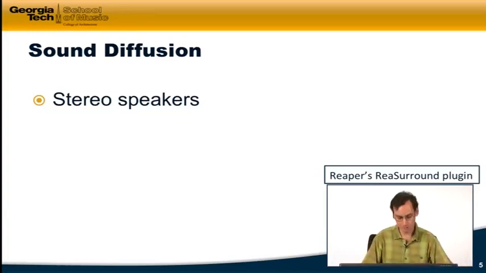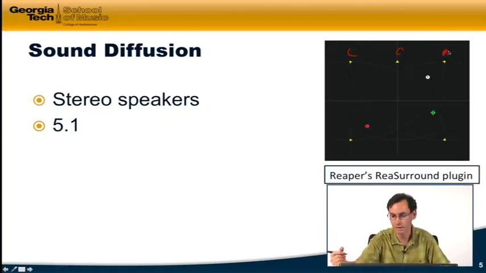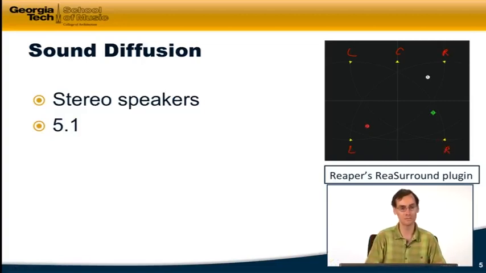But if we want to get more serious, we need to get more speakers involved. You all have probably heard of 5.1 surround sound, for instance. That's the basic idea: in the front we would have a left, center, and right, and then in the back, we'd have a left and a right. That's how we get our 5 channels of sound. This is what's used in movie theaters, and in home theater systems as well most of the time, to give a basic sense of sound moving through space.